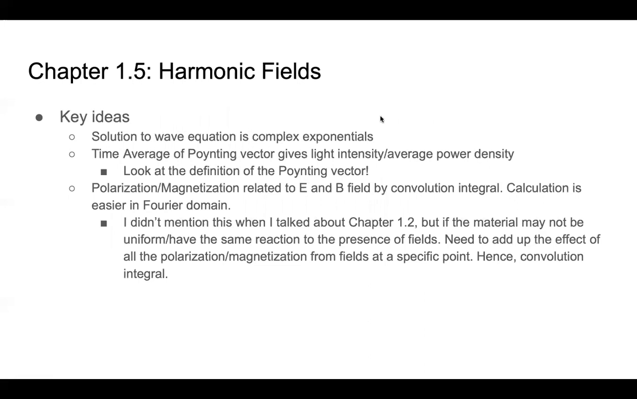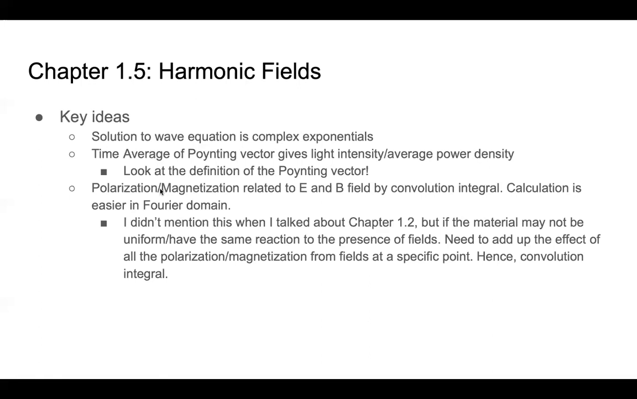So for harmonic fields, the solution to the wave equation is complex exponentials, which are basically waves, right? That's why it's called the wave equation. And the time average of the Poynting vector gives the light intensity or average power density. This is just basically from the definition of the Poynting vector.